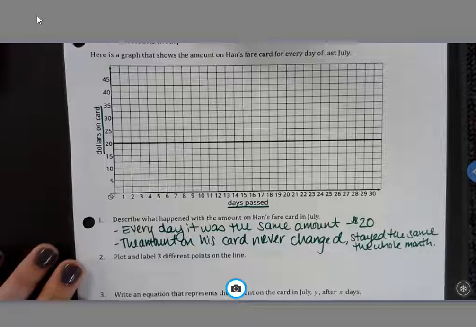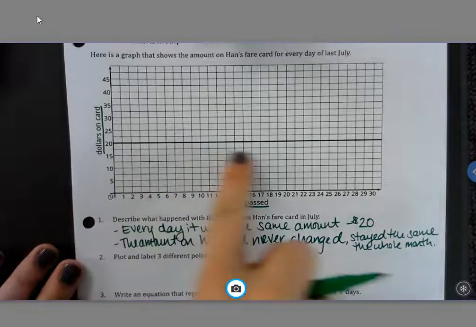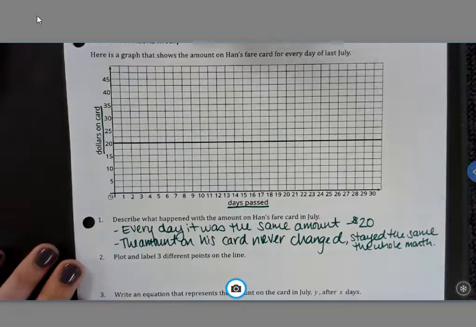All right, so number 2 says plot and label 3 different points on the line. So I want you to go through and plot any 3 points on the line and then label it with the coordinate. So what is the X, Y value at that location? So pause your video, go ahead and put 3 points and label 3 points on your line. Pause the video.